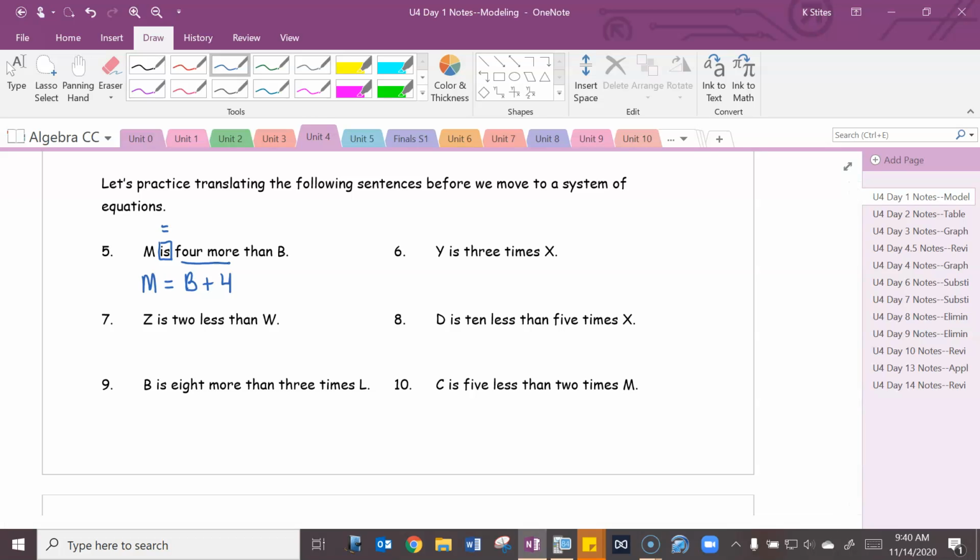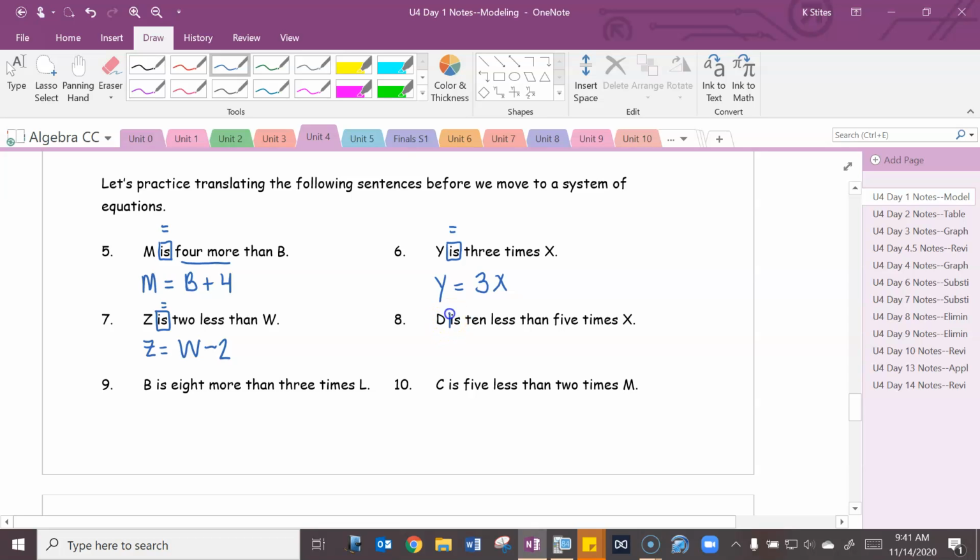All right, let's try it again. Y is, here's that is, make sure you put it as an equal. 3 times x. Bring down your y, is means equals. 3 times x, that's multiplication. We're going to write this as 3x. Z is, again, that's your equals. 2 less than W. 2 less means we are subtracting 2. Make sure you put the W first.